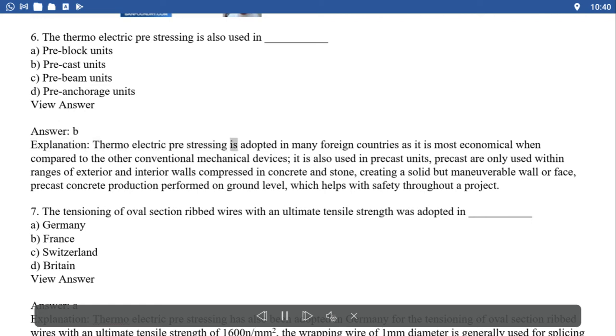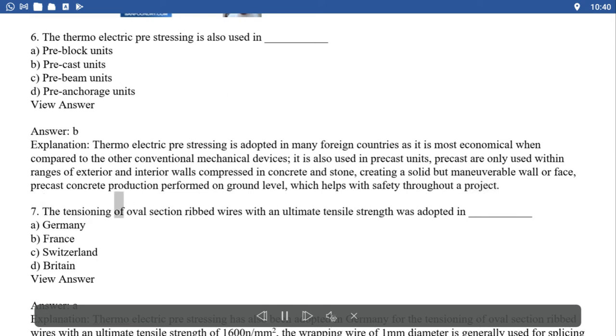Explanation. Thermoelectric pre-stressing is adopted in many foreign countries, as it is most economical when compared to the other conventional mechanical devices. It is also used in precast units. Precast is only used within ranges of exterior and interior walls, compressed in concrete and stone, creating a solid but maneuverable wall or face. Precast concrete production is performed on ground level, which helps with safety throughout a project.